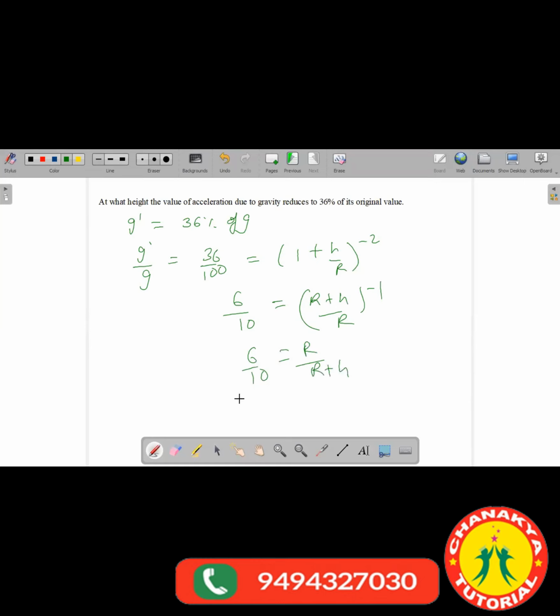Now cross multiply. You get 6r plus 6h equals 10r. So 6h is equal to 4r, and hence h is equal to 4r over 6. That means 2r by 3. So at a height h equal to 2r by 3, this is the answer.